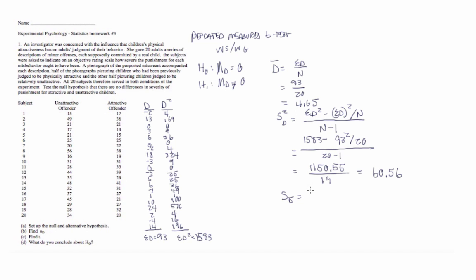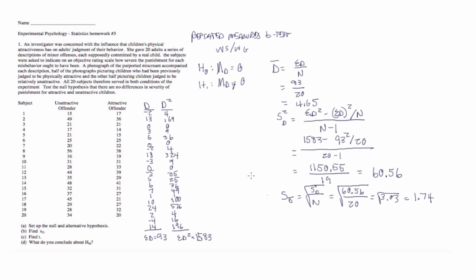Okay, now we can get our standard error, because the formula for standard error is our variance term over n, under a root sign. So it's going to be 60.56 over 20 under a root sign, which is equal to 3.03 under a root sign, which is equal to 1.74.